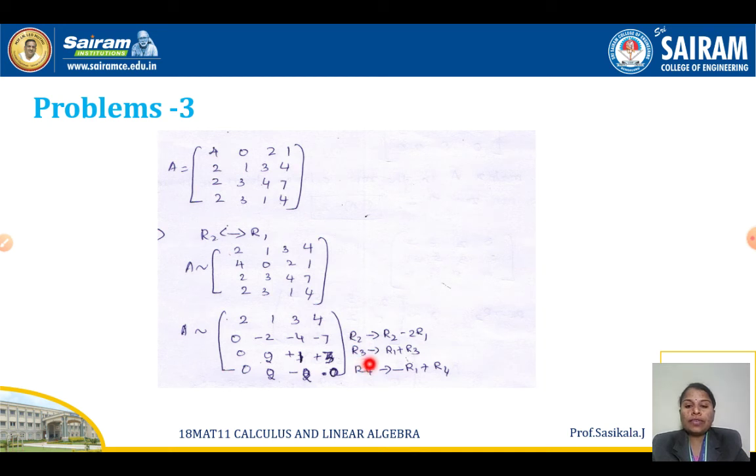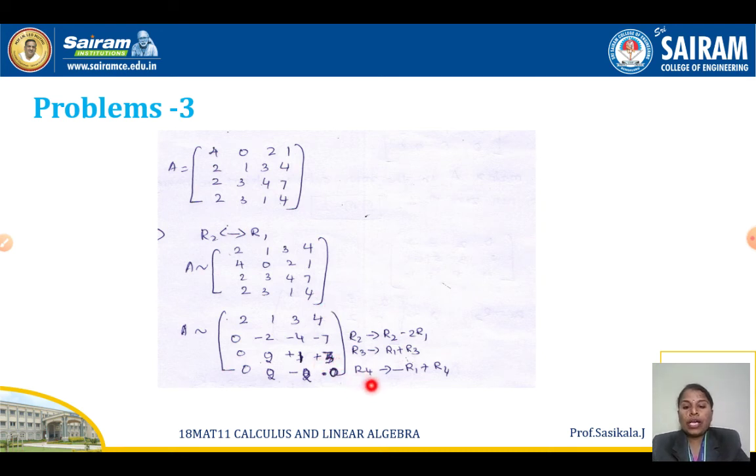R3: you can see in R3 just 2 is there, right? So you can make it R3 minus R1, it is not a plus, it is a minus. You get 2 minus 2 is 0, 3 minus 2 will be 2, 4 minus 3 will be 1, and 7 minus 4 will be 3. Okay, that's what we got.